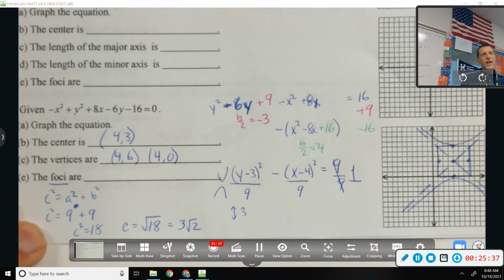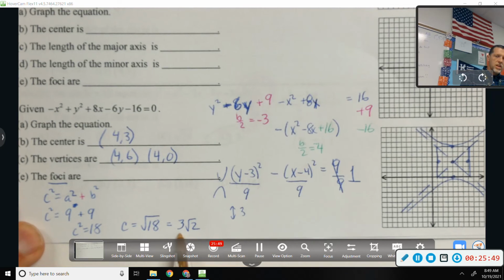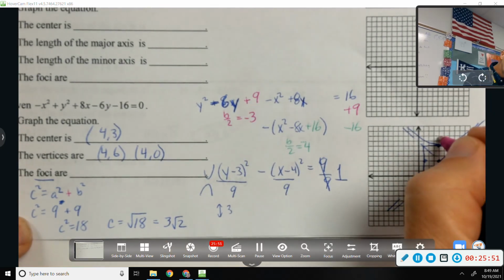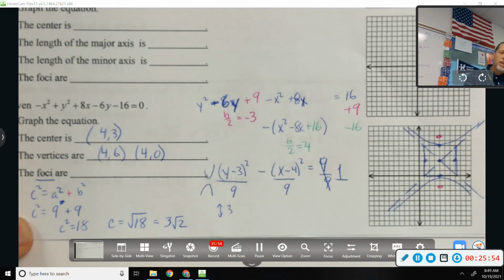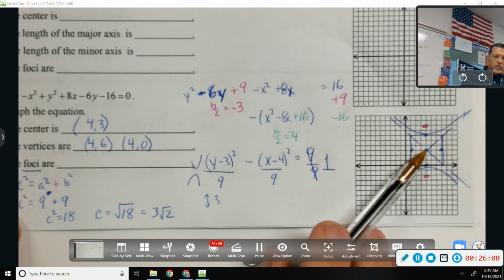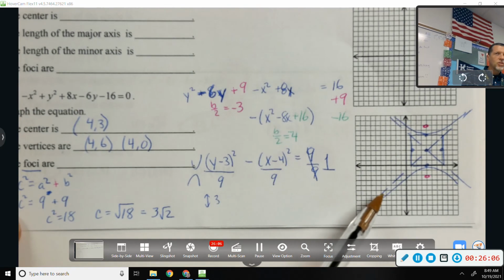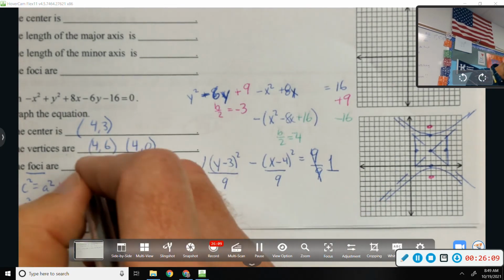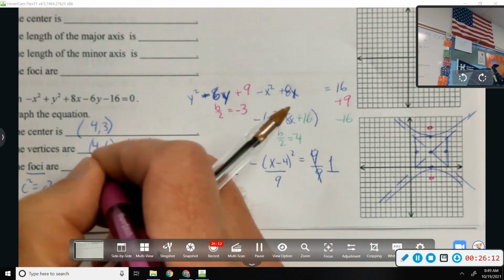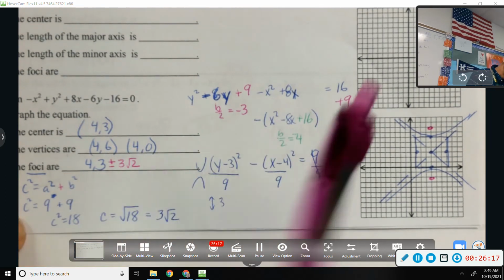But then what do I do with that? How do I find my foci when I know c? You have to add it to the center. Am I going to add it to the x coordinate or the y coordinate? Maybe it would help to see where they are on the picture. Somewhere up here, somewhere down here. How do I get from the center to the two foci? Am I going up and down or left and right? Up and down. So which coordinate? That would be the y. So 4, 3, and then up and down square root of 18 or 3 square root of 2, either one.